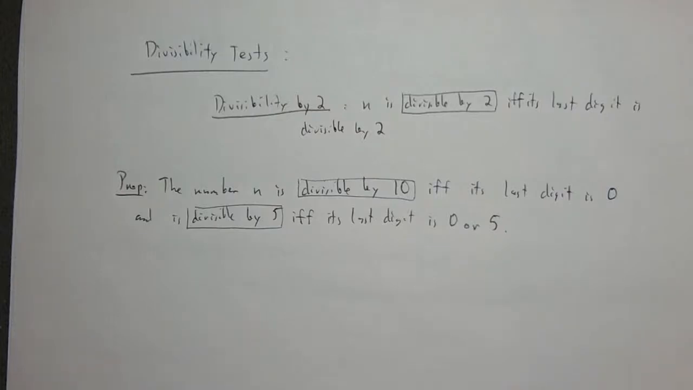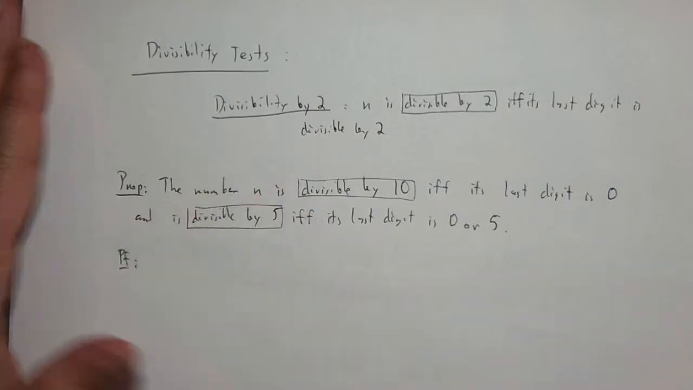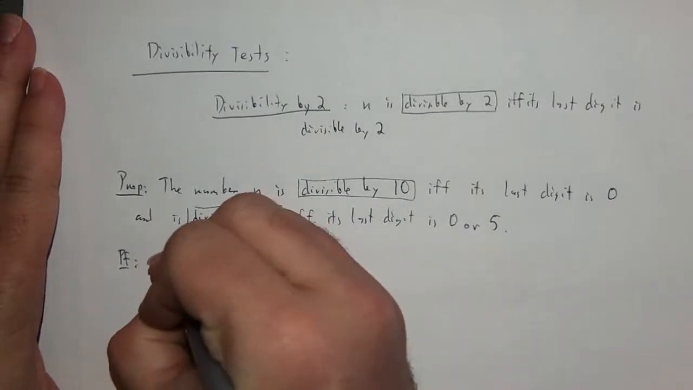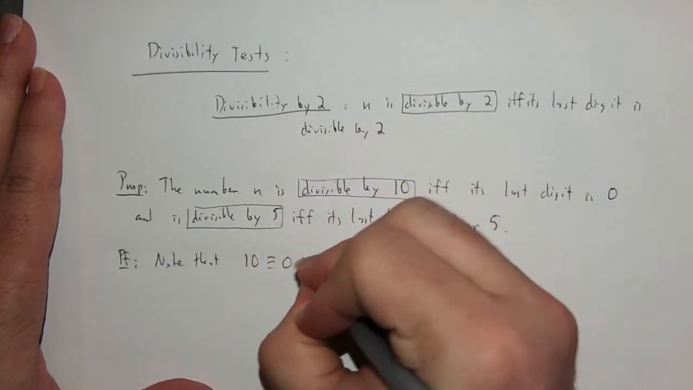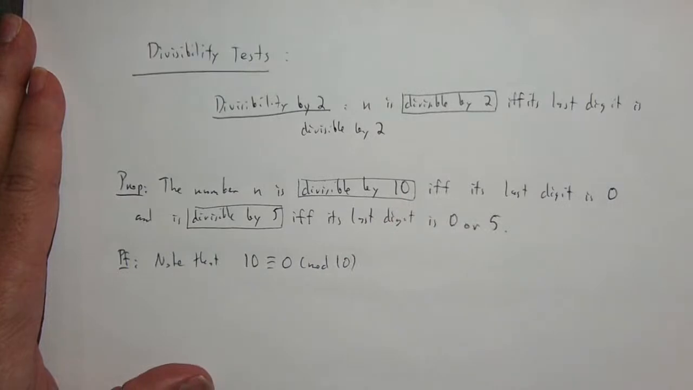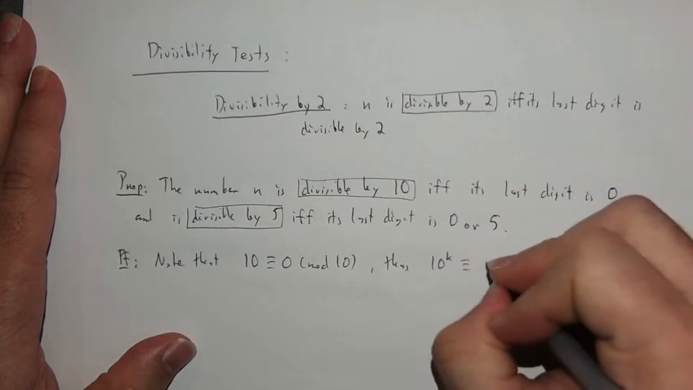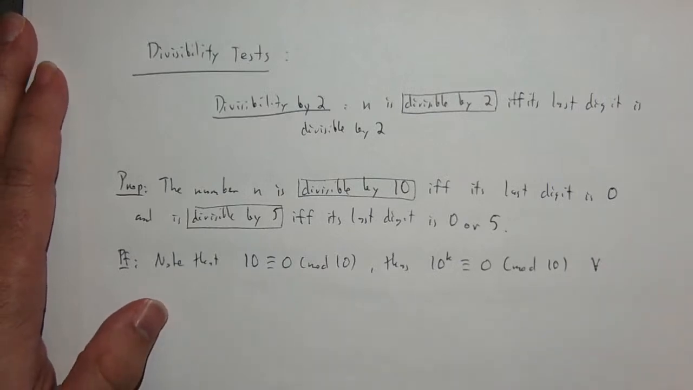All right, so how do I say this? Well, it's one way of proving this. Let's start out with divisibility by 10. Well, note that 10 is congruent to 0 mod 10. Thus, 10 to the k is congruent to 0 mod 10 for all k, right? For all integers k.